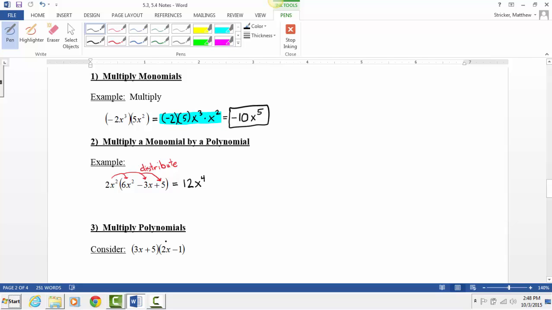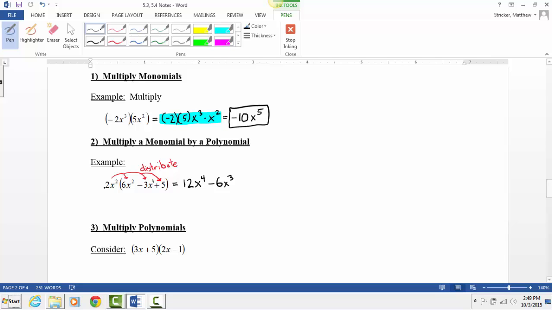Okay, then I move on to the next one. I'm going to distribute the 2x squared now times the second term, the negative 3x. So we multiply the numbers first. 2 times negative 3, that's negative 6. And then x squared times x, and we can think of this as the power of 1. So we have 2 plus 1, that's x to the 3rd. There's 3 x's there.